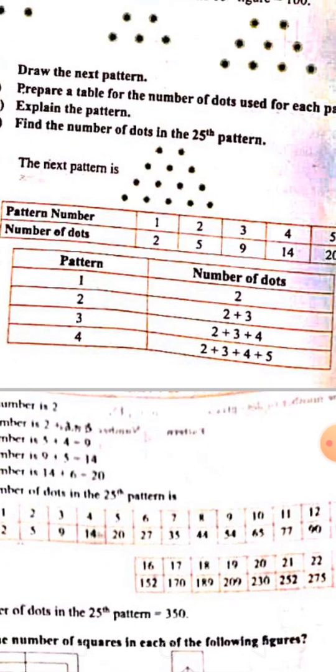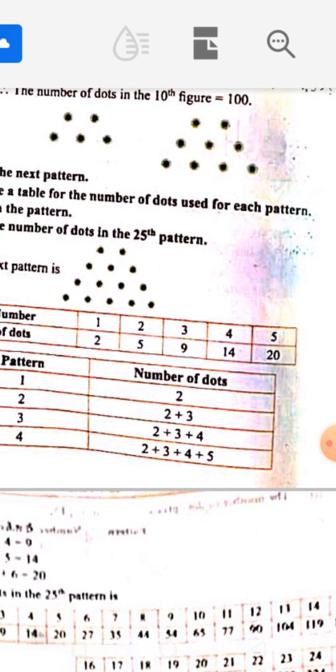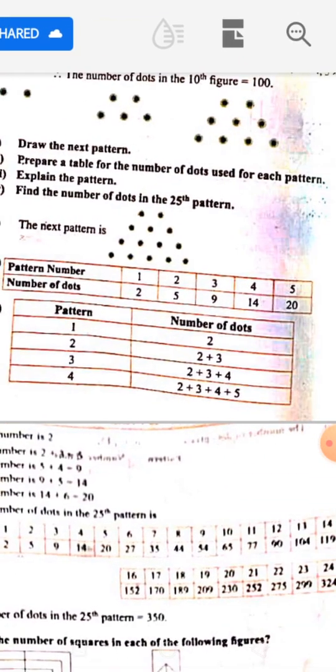Find the number of dots in the 25th pattern. Same procedure. Using the second table, look at the second table. First pattern has 2, second pattern has 5. How do we change? 2 plus 3 is 5. Third pattern has 9. How? 5 plus 4 is equal to 9. And then the fourth pattern has 14. So how? 9 plus 5 is equal to 14, and 14 plus 6 is equal to 20. After that, 20 plus 7 is equal to 27. After that, 27 plus 8 is equal to 35. Like that, we have to add up to the 25th pattern. So you will get 350 dots. So try that one.